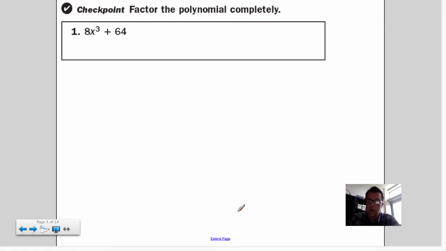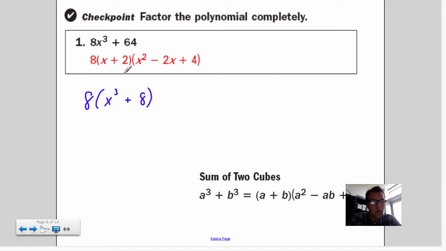This is definitely a polynomial, x to the power 3. Looks like it's going to be the sum of two cubes. Go ahead and hit pause, and when you're ready, hit play. So there is the answer in red, right?